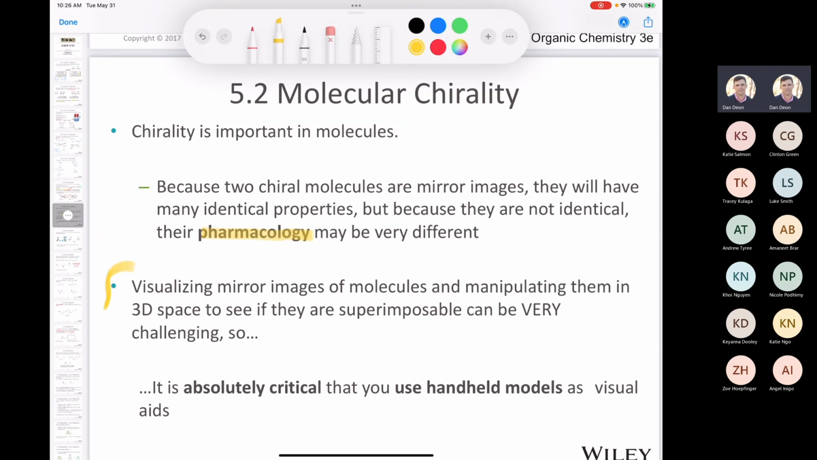So visualizing mirror images of molecules and manipulating them in three-dimensional space to see if they're superimposable is a skill, but it can be very challenging. And thus, if you're struggling with it at all, it is critical that you use handheld models. Now, these are the words of David Klein. Some students really find the molecular models super handy. Other people, not as much. That's a decision you need to make as a student. I don't force my students to buy a model kit. If you go into our syllabus, it says it's optional, but any inexpensive molecular model kit that you could buy would suffice in this class.